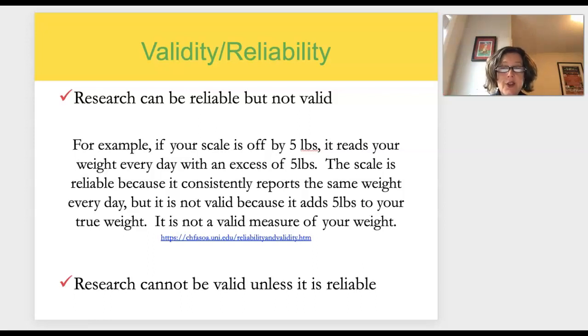Okay, so research cannot be valid unless it is reliable. It cannot be a true measure of the concept if the instrument produces inconsistent results. So research can be reliable but not valid, but it cannot be valid unless it is reliable. Okay, you might want to stop for a second and just ponder that.